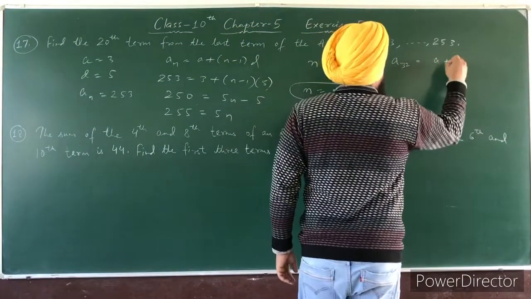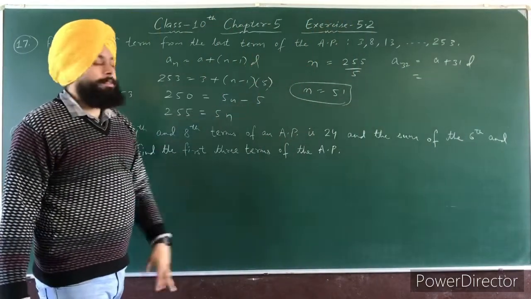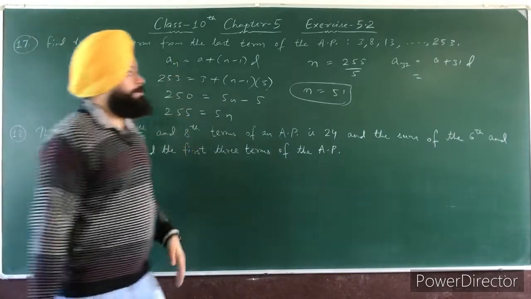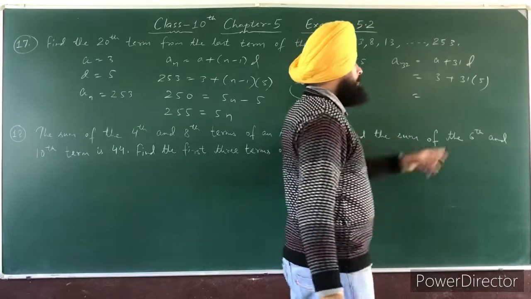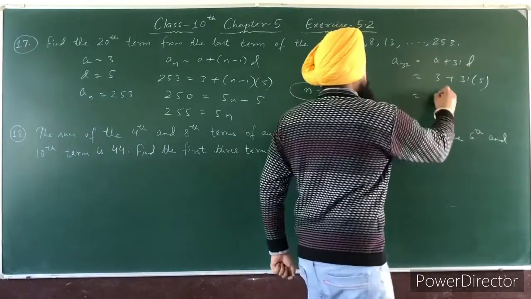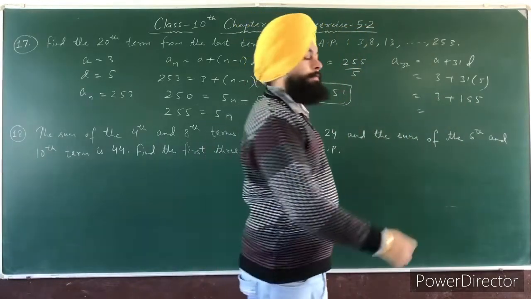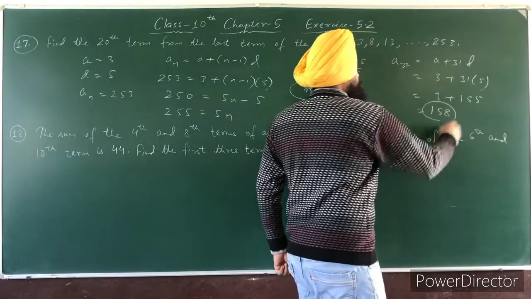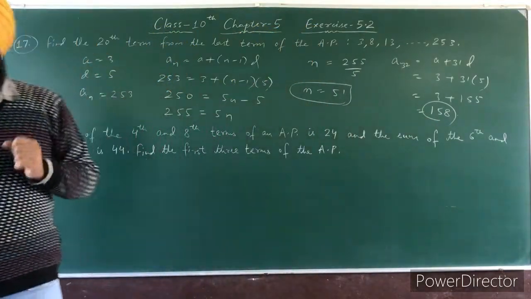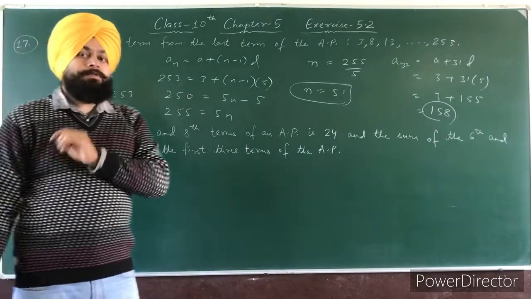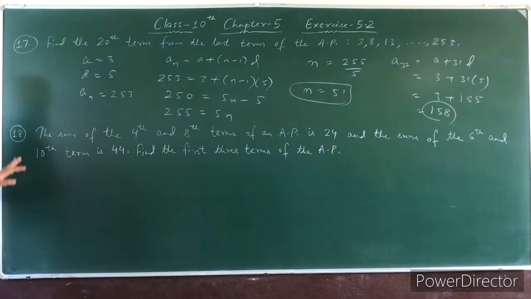Clear? So A32 is how much? It is A plus 31D. Now what is A? A is 3 and D is how much? 5. So put this value. Now 31 times 5 is 155, and 155 plus 3 is 158. So it means 158 is the 20th term from the last term. मतलब जो last से 20th term होगी उसकी value 158 है. Clear?